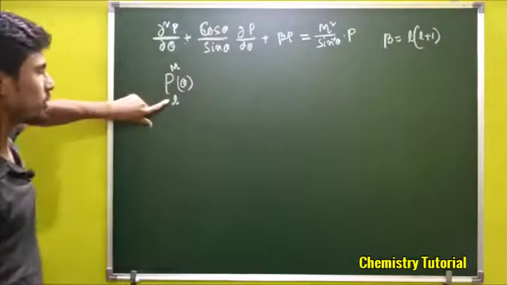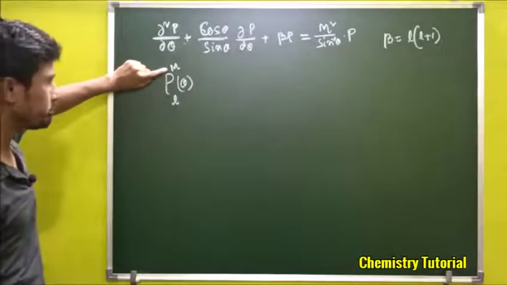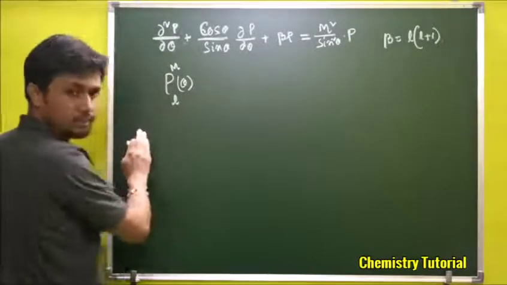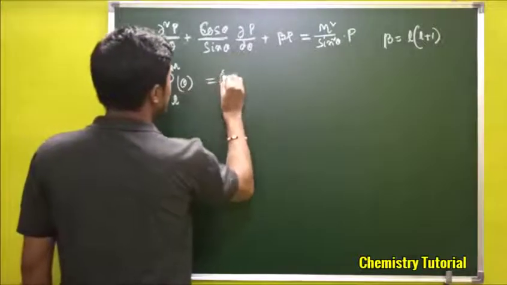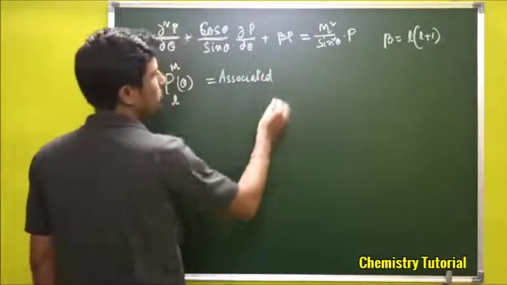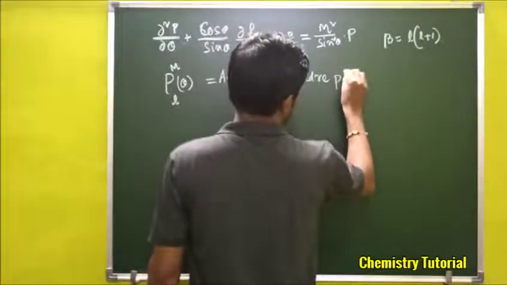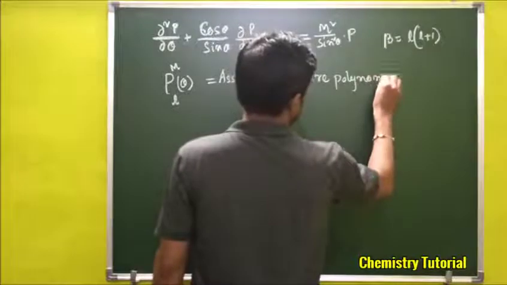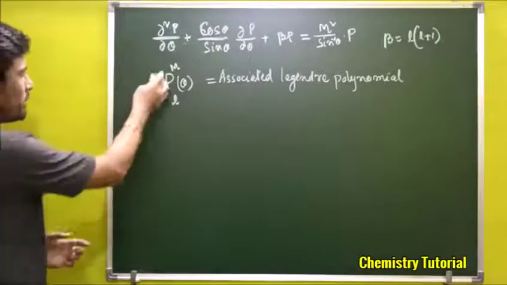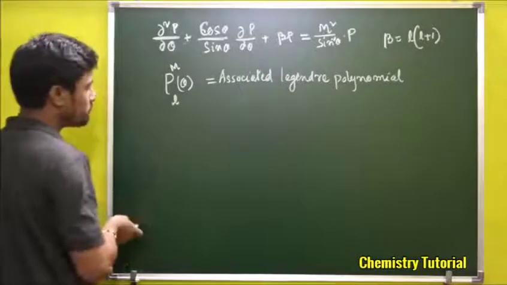Here L is the angular quantum number, where m is the azimuthal quantum number. So this polynomial is called the associated Legendre polynomial. Associated Legendre polynomial. So this is the solution, okay. I'll now show you the expression of this polynomial.